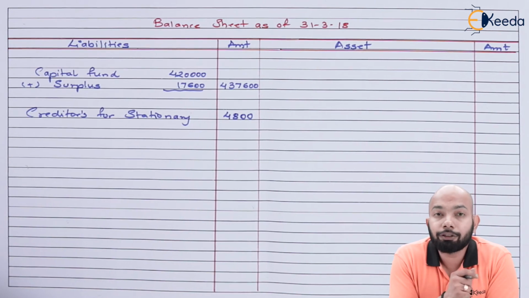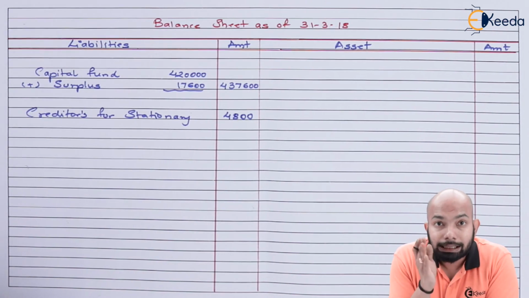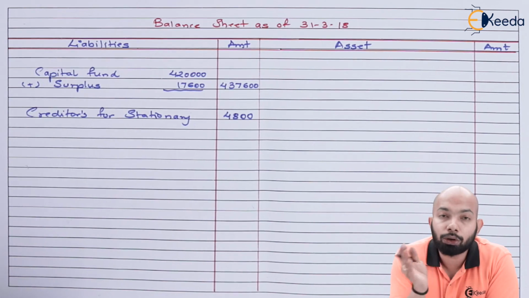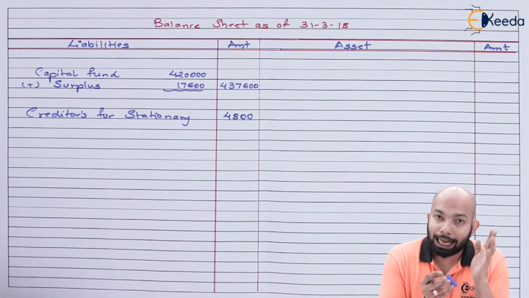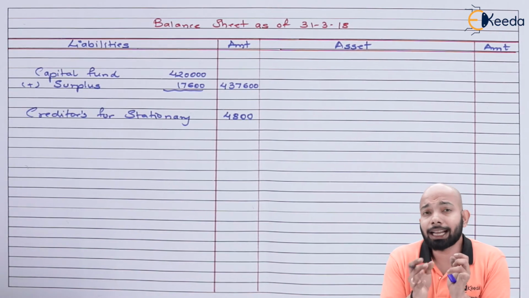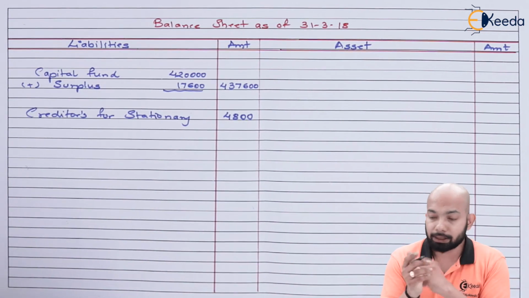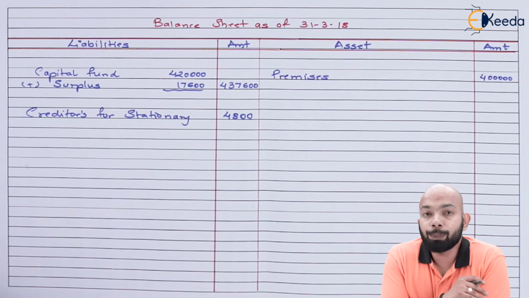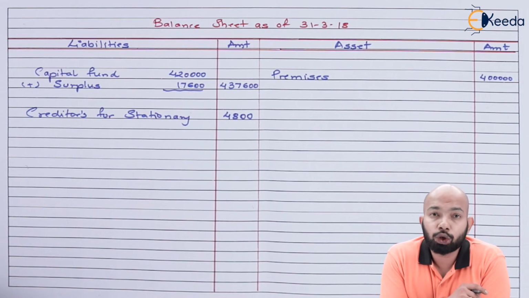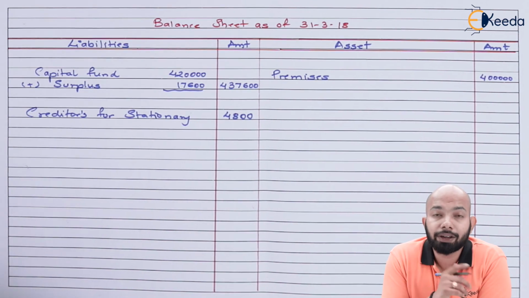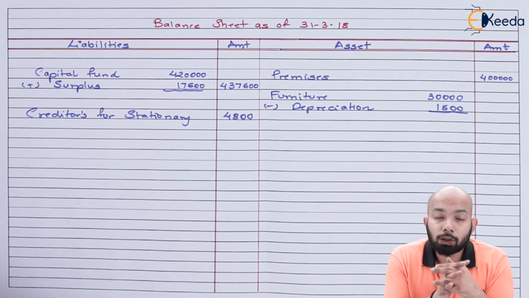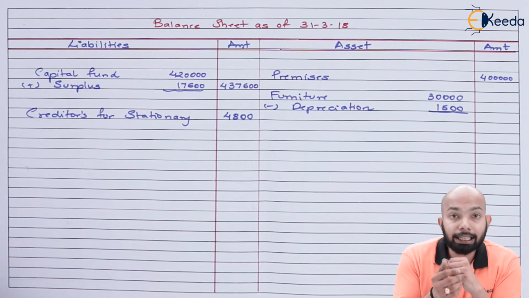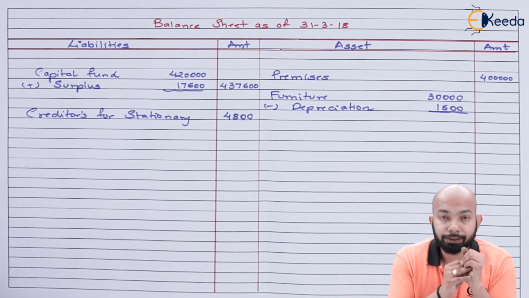The next thing that we have to mention here is the asset side. So let's go on to the asset side now. On the asset side, we first have premises, as it was mentioned in the opening balance, and that will be the closing balance here, 4 lakh rupees. Now, the next item will be furniture that was purchased on 1st of October, 30,000, out of which 1,500 is to be subtracted as depreciation. That gives you a total of 28,500.